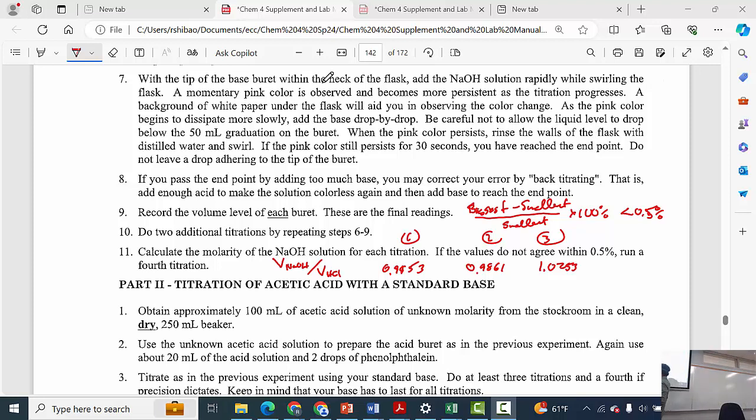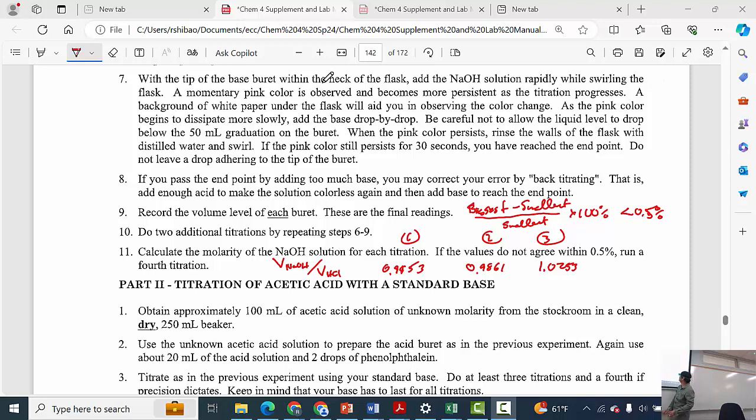So trial 1, let's say I got a ratio of 0.9953. And then I do trial 2. Trial 2 should give me the exact same ratio of base to acid or acid to base. And it wasn't. It was kind of close, 0.9861. And then I do trial 3. And trial 3 was a little different also, 1.0253.